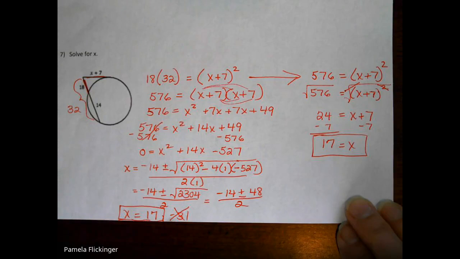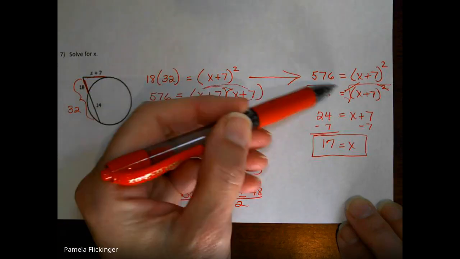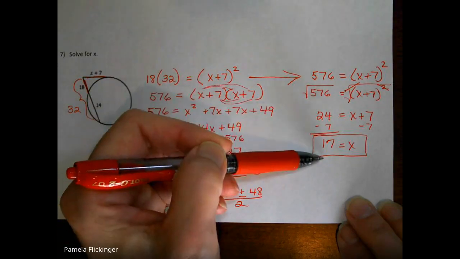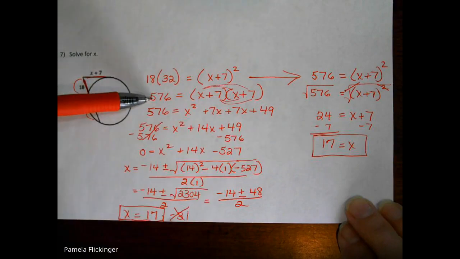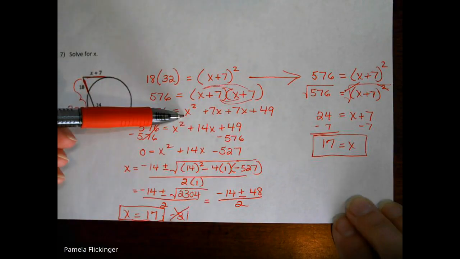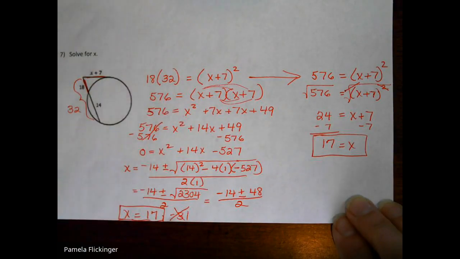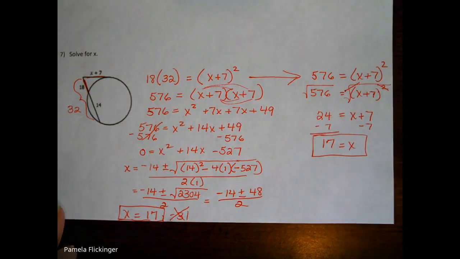So you can certainly try it, but again, you've got to have a perfect square in order to keep going this way. If it's not, then you have to come back, multiply it out, and work through it using the quadratic formula. So we've got those 3 new rules: intersecting chords, intersecting secants, and then intersecting secants and tangents.